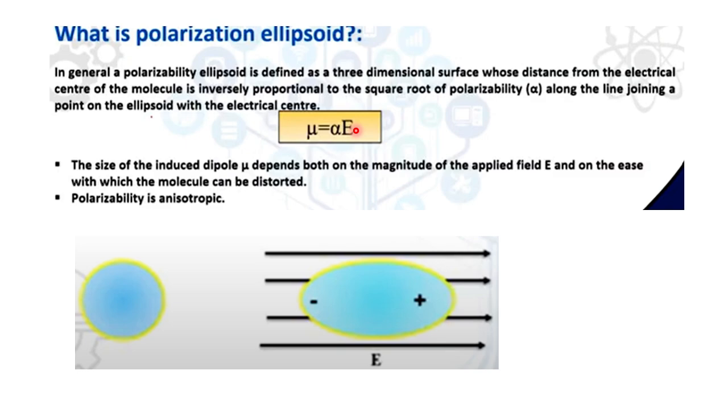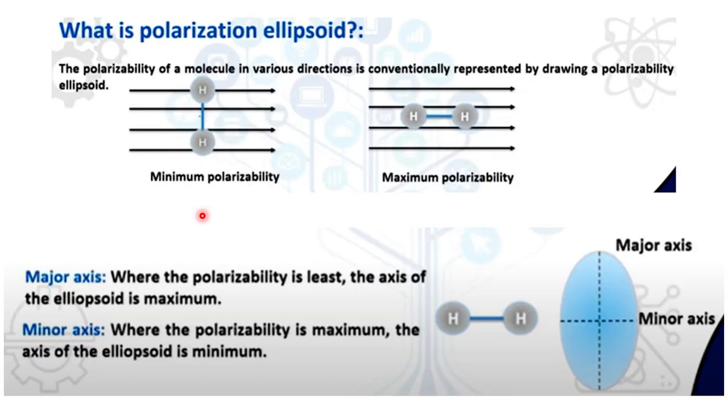The size of the induced dipole, here mu is the dipole, alpha is the polarizability, and E is the electrical field strength. The size of the induced dipole depends both on the magnitude of the applied electric field, that is E, and on the ease with which the molecule can be distorted. And polarizability is anisotropic. Now, the polarizability of a molecule in various directions is conventionally represented by drawing a polarizability ellipsoid.